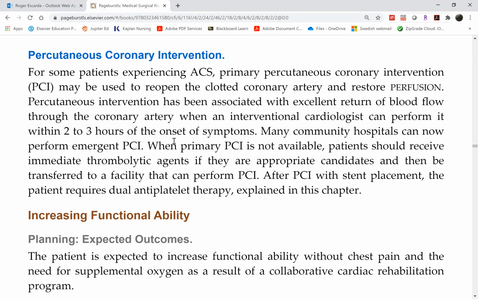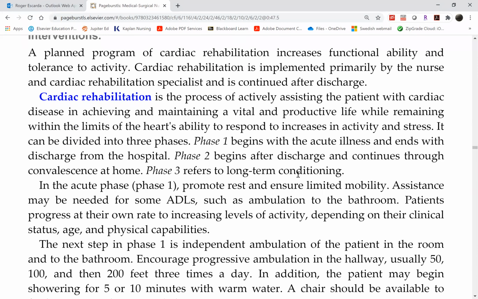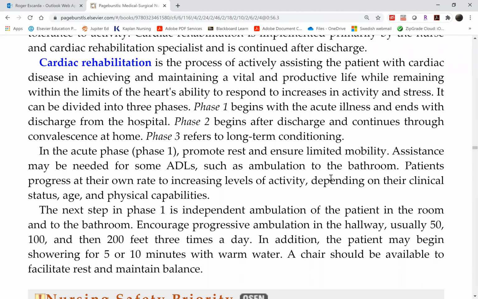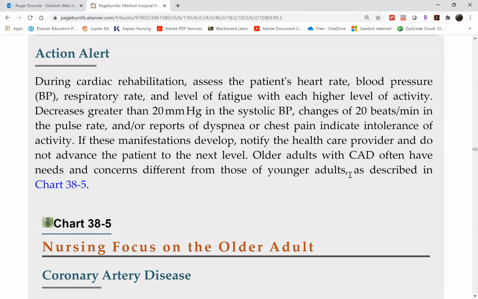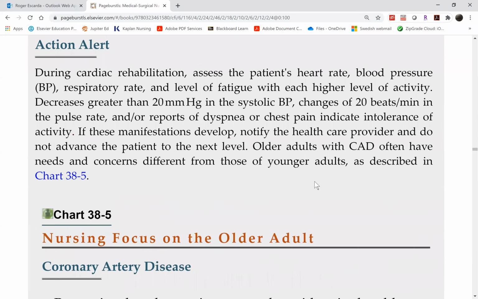After the procedure, every patient must undergo cardiac rehab. Where and how soon depends on the patient's recovery. I'm not testing this, so just nice to know. Okay. So they can do inpatient rehab or outpatient.